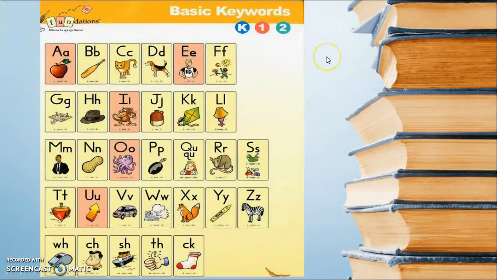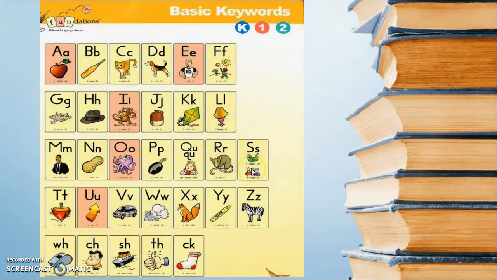So here's our basic sounds. Ready? Let's start right here. We have A, apple, ah. We have E, ed, eh. We have I, itch, it. We have O, octopus, ah. We have U, up.